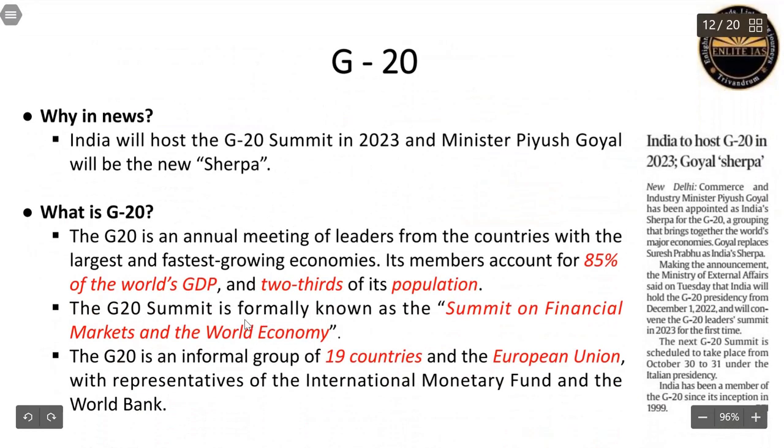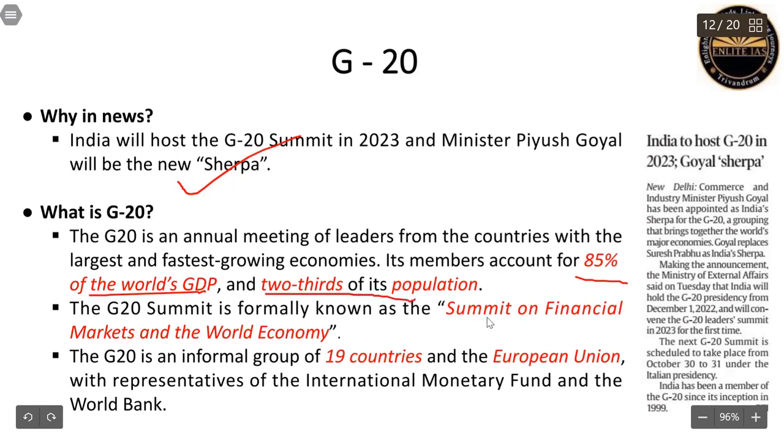So the next topic for today is G20. So why was this in news? Because India is supposed to host the 2023 G20 summit and Mr. Piyush Goyal has been named the new Sherpa. So what is the G20? Basically, it is an annual meeting of leaders with the largest and fastest growing economies. So why is it important? Because it accounts for 85% of the world's GDP and 2/3 of the population.